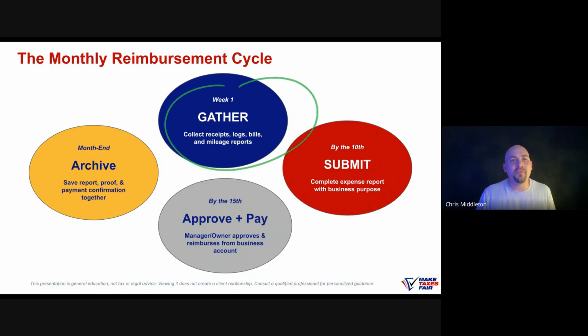Speaking of your monthly process or cycle, right? In the first week of the month, it could be, hey, I'm going to gather the receipts. I'm going to gather all the information. And by the 10th of the month, I'm going to submit the report. And by the 15th of the month, I'm going to approve and pay that report. And then at the end of the month, we're going to gather all that information and pull it all together to digitize that. This is a good cycle.